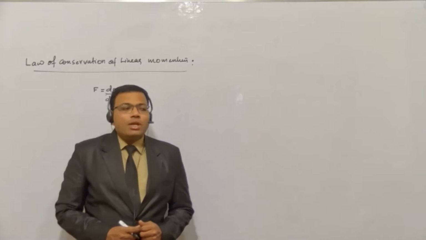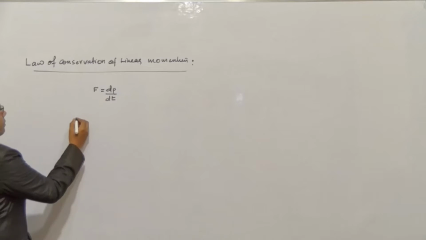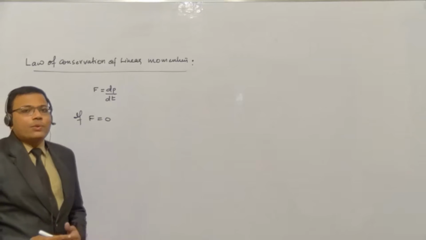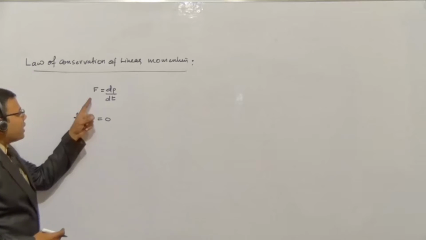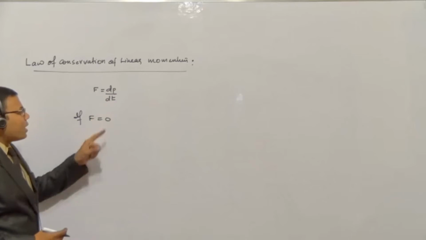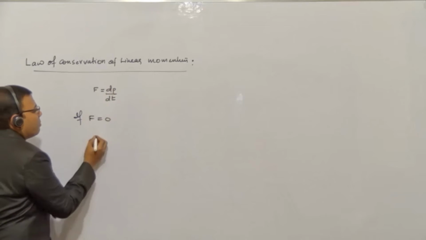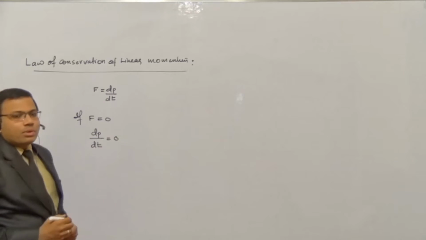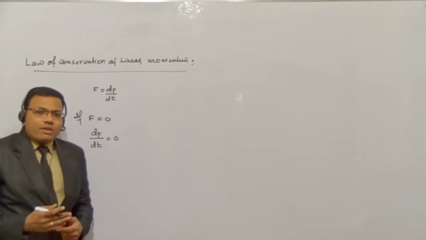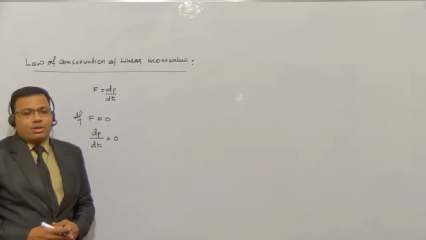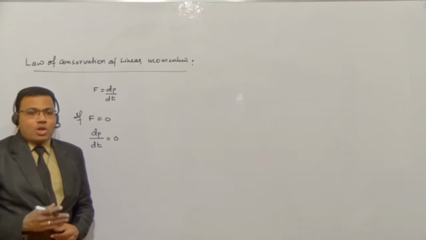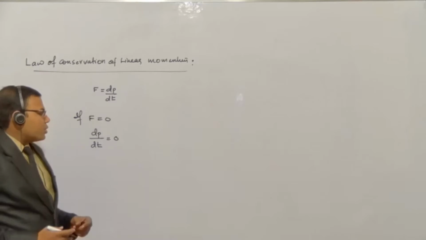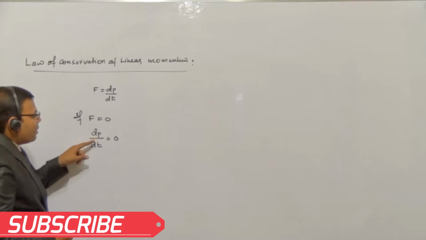Let us see mathematically. As per the question, if F is equal to zero, the definition of force is dp by dt, we know. So if F is equals to zero, then 100% dp by dt must be zero. dp by dt is equals to 0. Now, in the derivative part, we have the concept of differentiation, and the differentiation of any constant is 0, as you know.